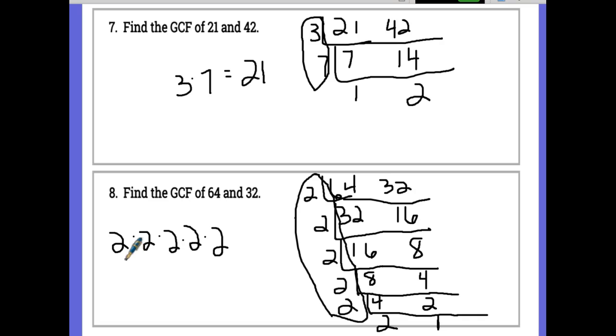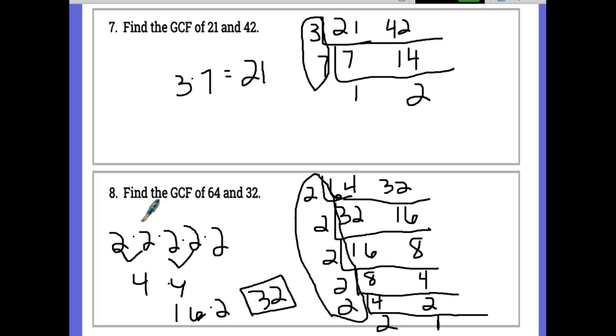Now, I'm going to look at combining these and see what I can do here. I'm going to look at these two. 2 times 2 is 4. 2 times 2 is 4. 4 times 4 is 16. 16 times 2 is 32. My greatest common factor is 32.